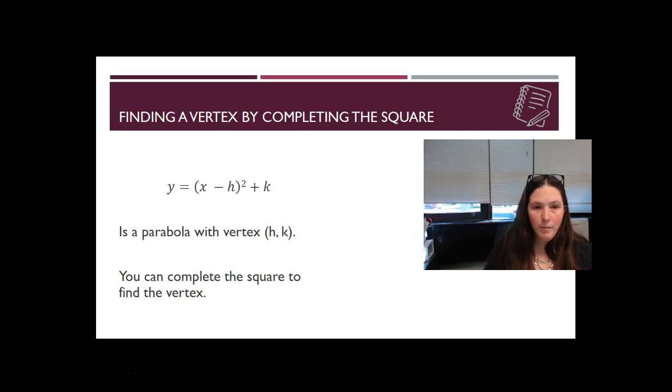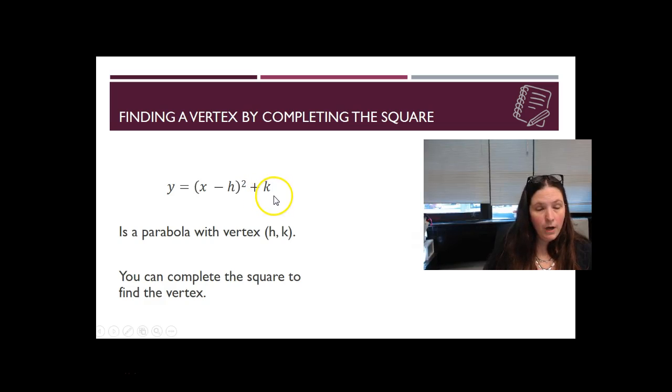This next slide is an important one because it gives us a way to be able to find the vertex of a parabola by just rearranging the equation into a perfect square. This equation that you see right here at the top, y equals the quantity x minus h squared plus k, will give us a parabola whose vertex is here at h and k.